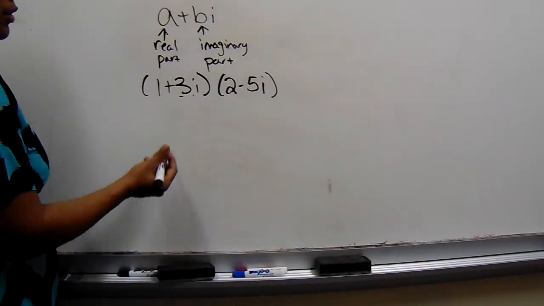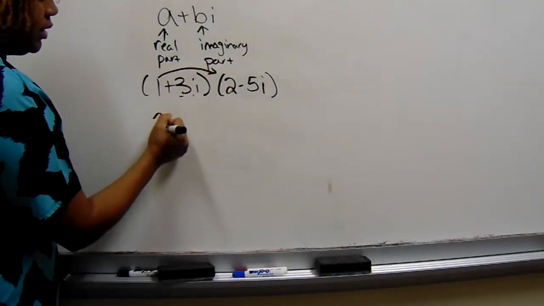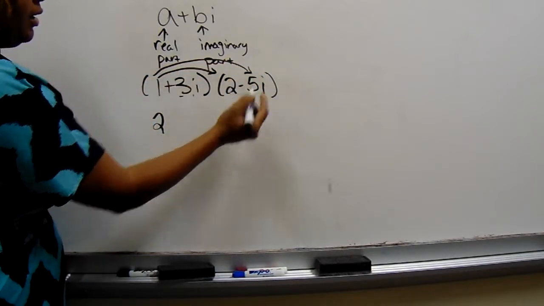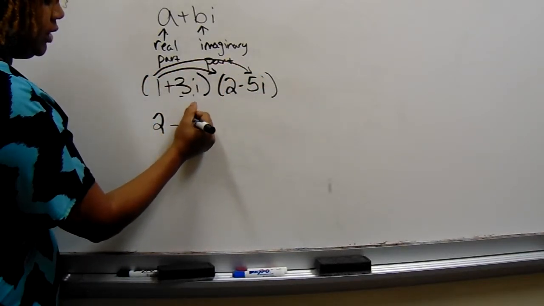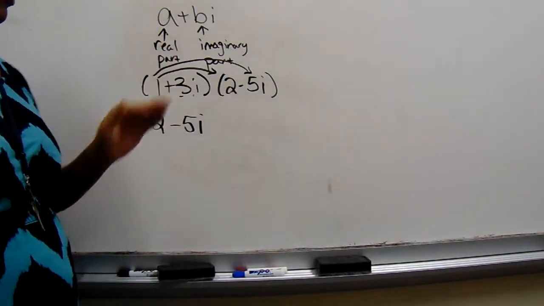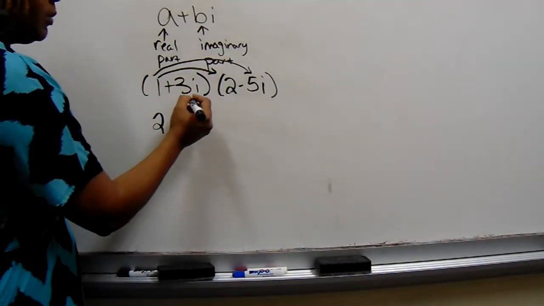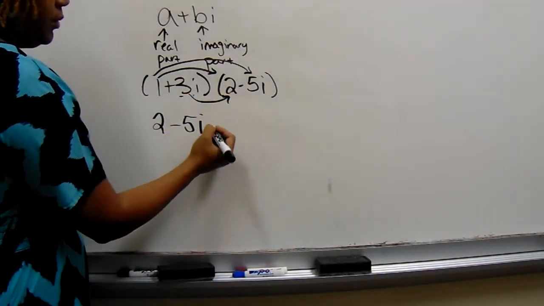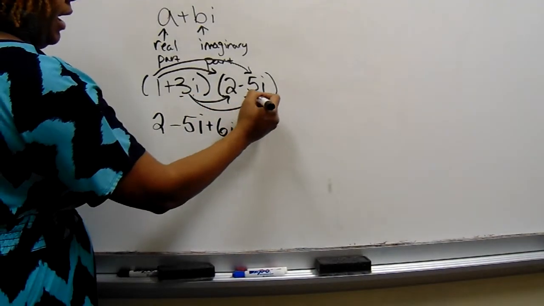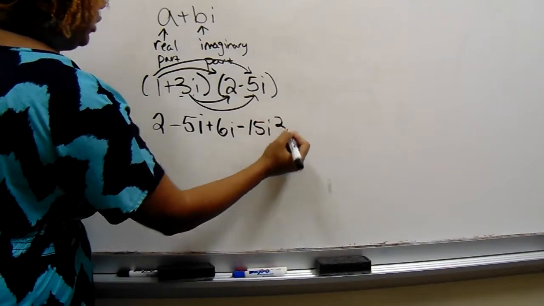So what we're going to do is multiply 1 by 2, which gives us 2. Then we're going to multiply 1 by negative 5i, which gives us negative 5i. So we multiply 1 by everything over here. Now we need to multiply 3i by everything over here. So we're going to multiply 3i by 2, which gives us a positive 6i. And we're going to multiply 3i by negative 5i, which gives us a negative 15i squared.